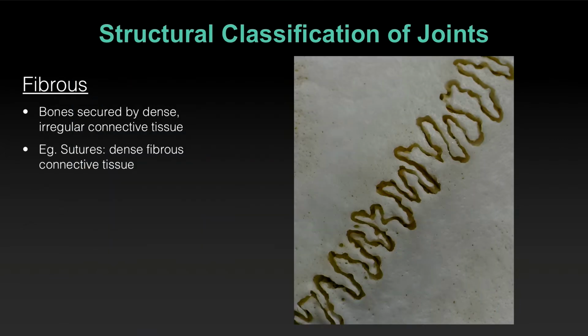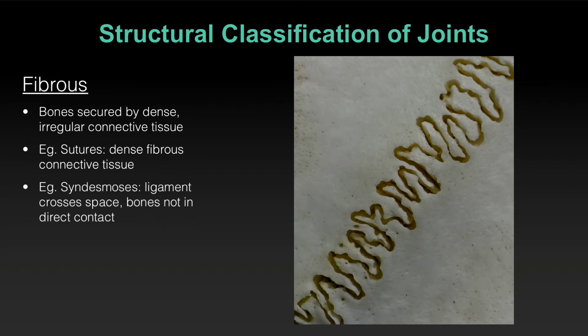So sutures, dense fibrous connective tissue. A syndesmosis, and I can't say this word, or syndesmoses, the plural of syndesmosis, where a ligament crosses a space or connective tissue crosses a space. It's slightly more space than just two bones abutting one another. They might not be in direct contact, but a ligament will cross a space to essentially fuse the bones together. Again, allowing very little movement.